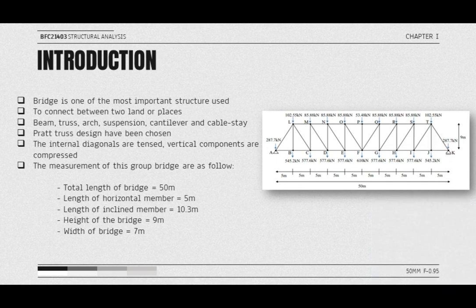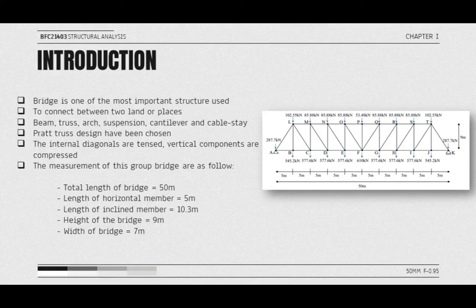First, for the introduction, a bridge is one of the most important structures in human daily life at the present time. Today, every country has its own bridges. Bridges are generally used to connect two lands or two places. Generally, there are 6 basic bridge types formed. Each bridge type has its own specialty and function.